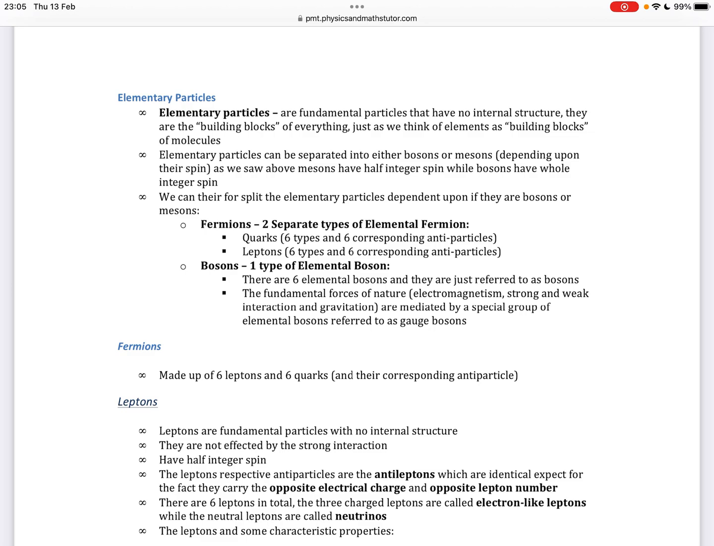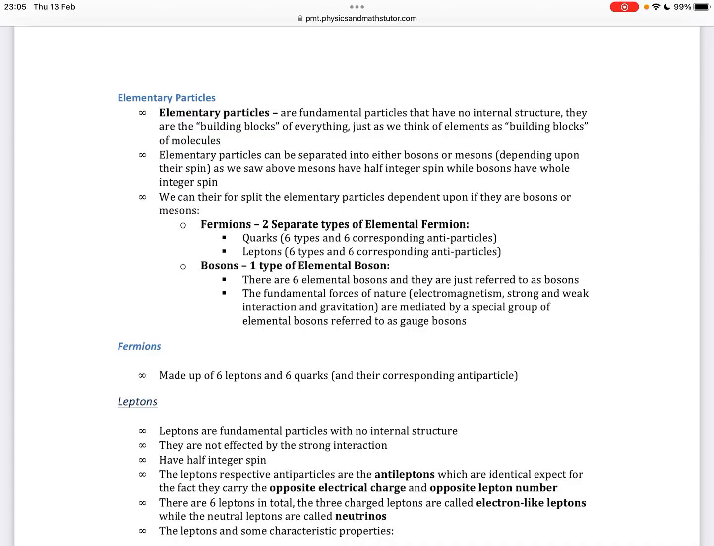Elementary particles. The elementary particles are fundamental particles that have no internal structure. They are the building blocks of everything, just as we think of elements as building blocks of molecules. Elementary particles can be separated into either fermions or bosons, depending upon their spin. As we saw above, fermions have half integer spin, while bosons have whole integer spin. Integer or integer? Tell me in the comments.